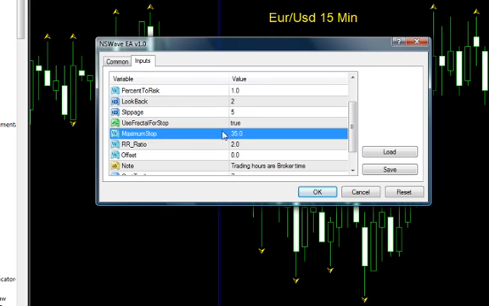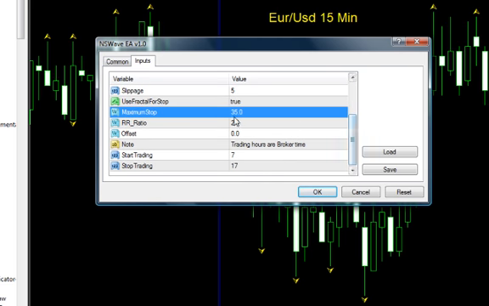You've got a maximum stop. You can set that to whatever you want. However, I leave it at 35. It hardly ever takes a 35 pip stop loss. If it does, I probably won't take the trade. The rest I wouldn't worry about. Just leave it as is.